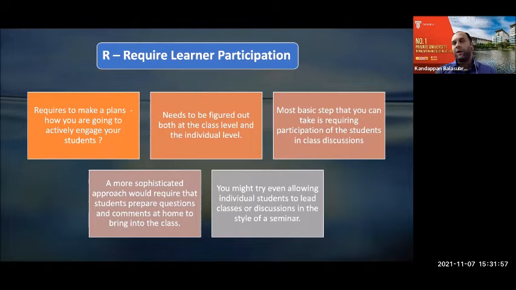So this can very well connect with your Bloom's taxonomy, different levels of engagement. The most basic step that you can take is to involve the students in a class discussion. So when you do a delivery, automatically you can do some kind of class discussion with your students, right? The next is a more sophisticated approach which requires that students prepare questions and comments at home. This is where, when you are going for a flipped classroom approach, or when you are going for contactless classes, I think this is a good approach.